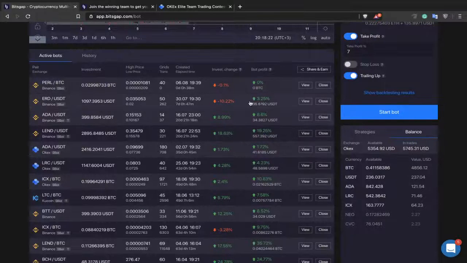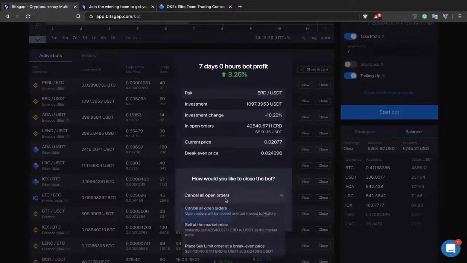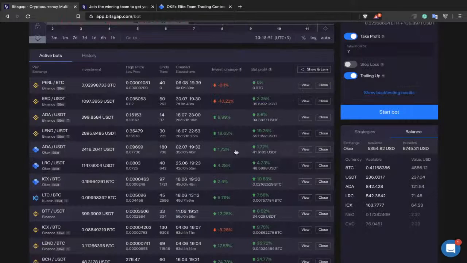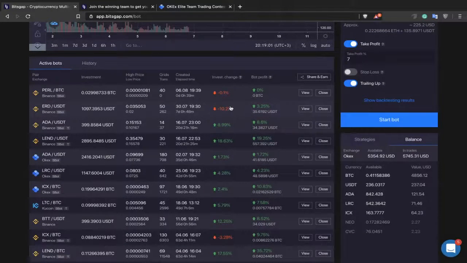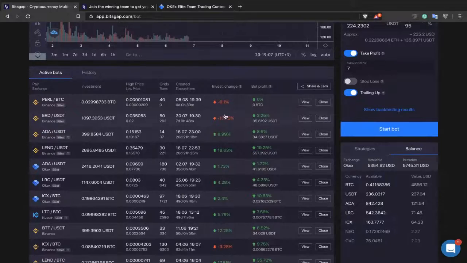And the third option, which only applies if you are currently in the negative investment change zone, is the option of placing a sell limit order at a break-even price. What you have to understand here is what break-even price stands for: it stands for the price at which, selling all of the base currency, your investment change will be 0%. So if you don't want to close the bot with a negative investment change, you have an option to wait for the investment change to close at 0%. That's going to be a zero return.